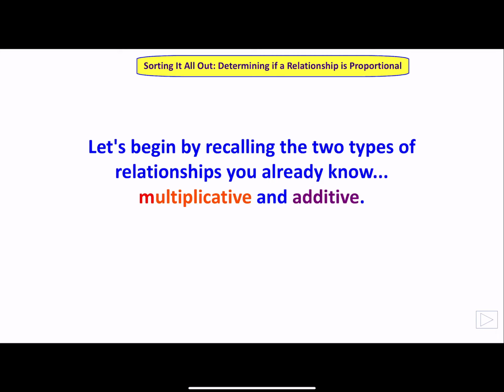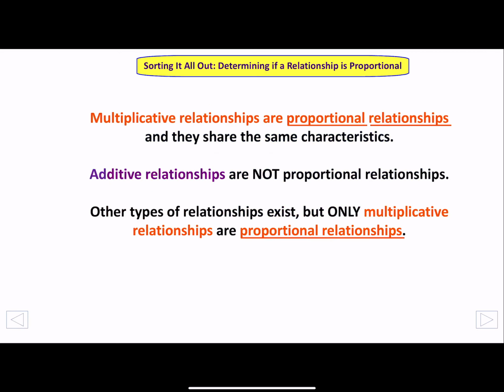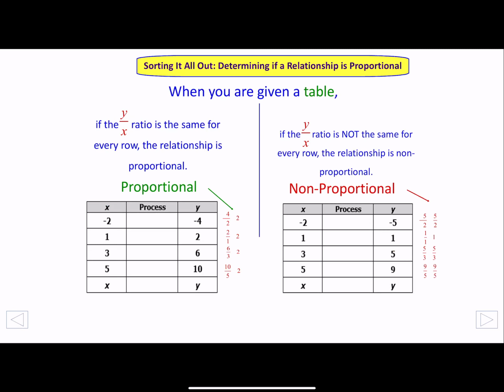Welcome back to ATA. Let's begin by recalling 2 types of relationships you already know, which are multiplicative and additive. Multiplicative relationships are proportional relationships, and they do share some of the same characteristics. Additive relationships are not proportional, okay? Other types of relationship exist, but we're only going to focus on proportional relationships on this slide, okay?